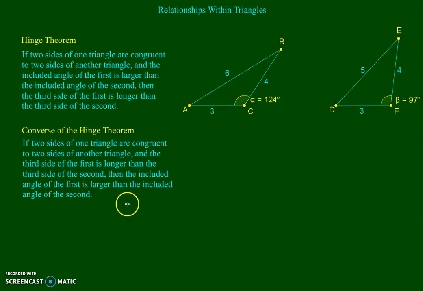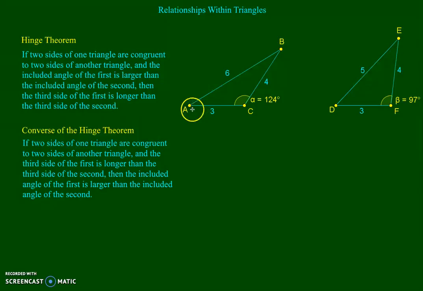In this section, we have two related theorems, the hinge theorem and the converse of the hinge theorem. Now, these may seem very similar to the triangle longer side theorem and the triangle larger angle theorem, but those theorems dealt with one triangle only. The hinge theorem and converse of the hinge theorem deal with two separate triangles. The hinge theorem says, if two sides of a triangle are congruent to two sides of another triangle, and the included angle of the first is larger than the included angle of the second, then the third side of the first is longer than the third side of the second.